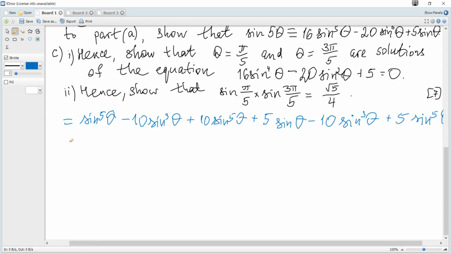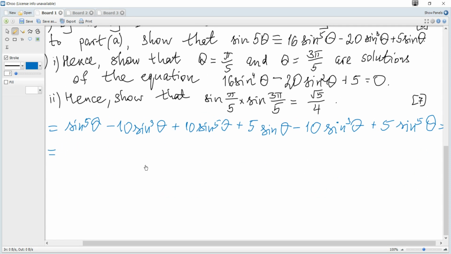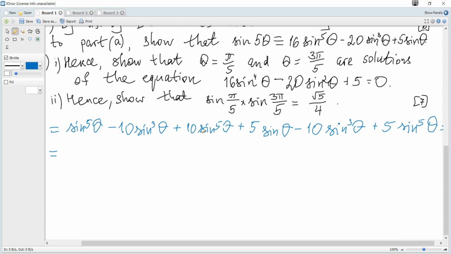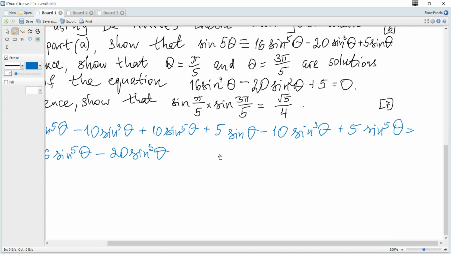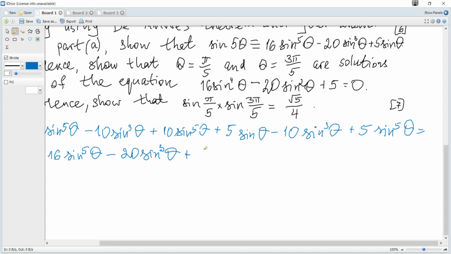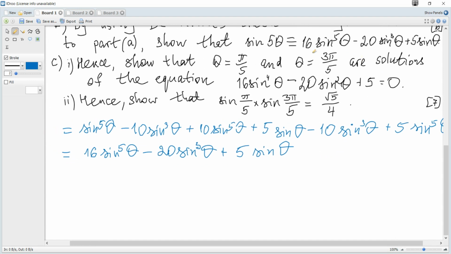And finally we can see what, 10 plus 5 plus 1, so it's 16 sine to the power of 5, and cubed minus 20 sine cubed and plus 5 sine theta, and we can see that it's as required.